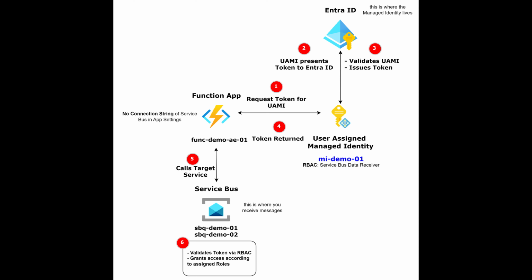The function starts and gets to know that it must use the user-assigned managed identity based on the configuration that we did. It requests a token from Azure Active Directory for the user-assigned managed identity. Azure validates the managed identity and issues a token. The function app gets the token and uses it to access the target resource, which is Azure Service Bus in this case, or a queue from a Service Bus. The target Azure resource validates the token against RBAC and permits access according to the assigned roles. And then the data flows with no connection string and no secret in configuration.